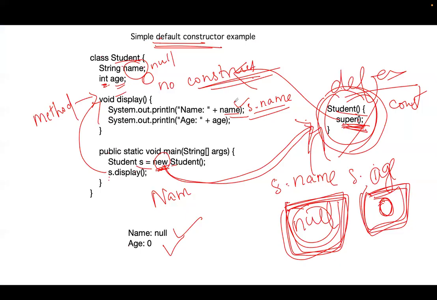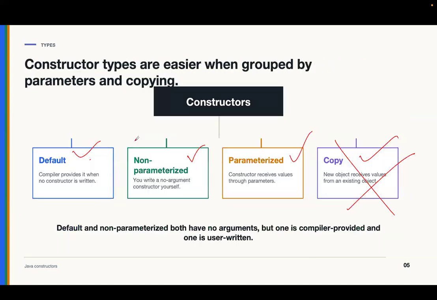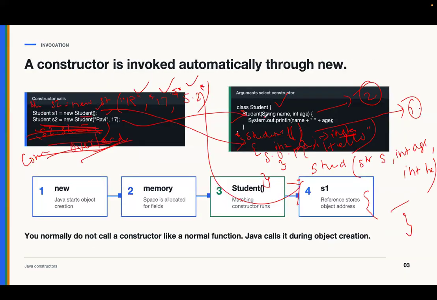What is a parameterized constructor? As I told you, Student with string n and a that you are giving. So when you pass Ravi and 17, it will call this parameterized constructor. We have already seen these examples here, right? So here this is called a non-parameterized constructor, and these are called parameterized constructors. You got it?